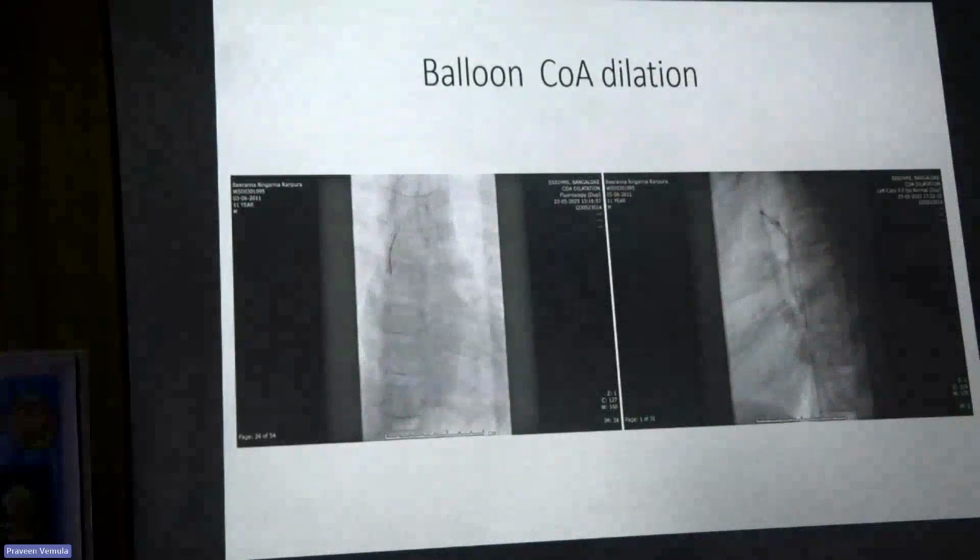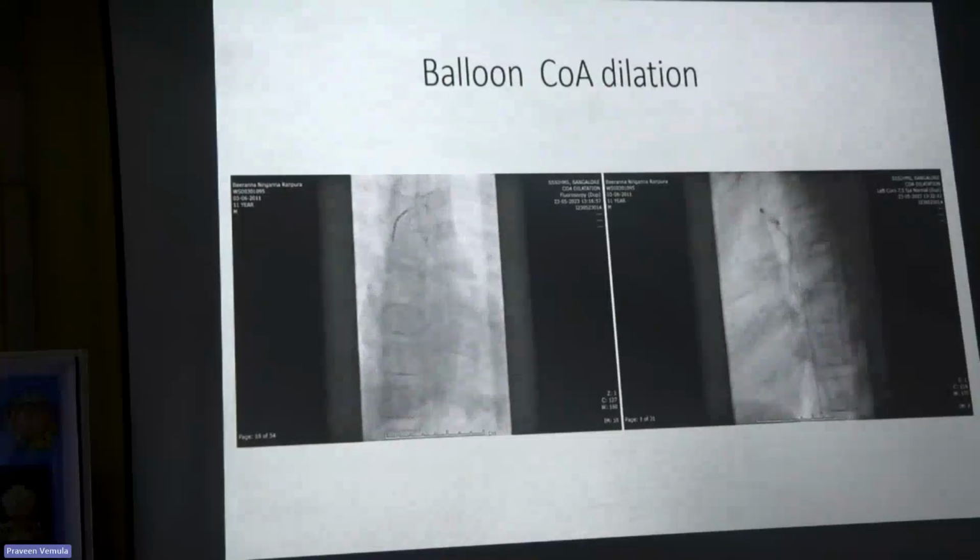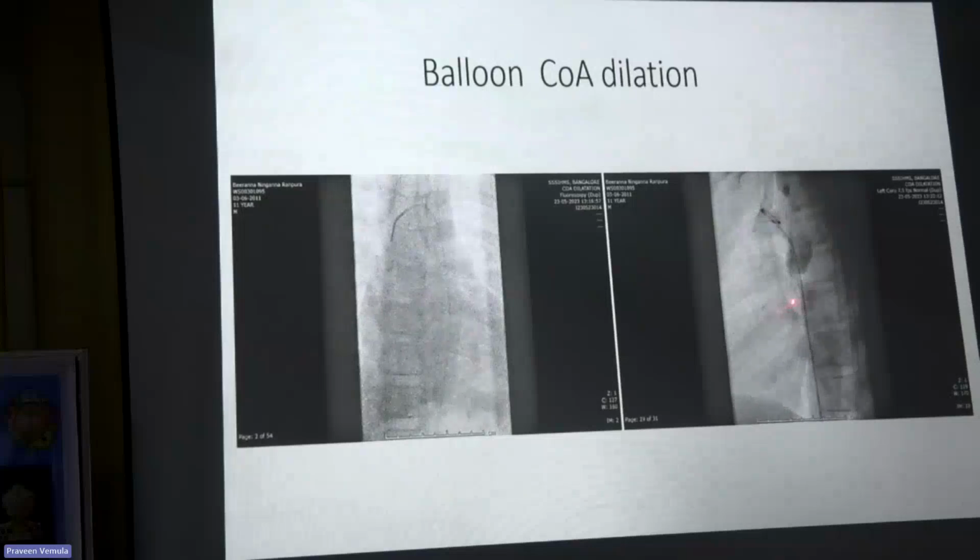COA is the last thing I'll discuss because coarctation is something which is very commonly seen in children, leads to LVH, leads to an outflow tract obstruction. The first step is to define the coarctation. You can see it's very tight here, and we have crossed it, then shorted it, and that is then you would pass a stiff wire across it, and that is then stented, or it is ballooned.